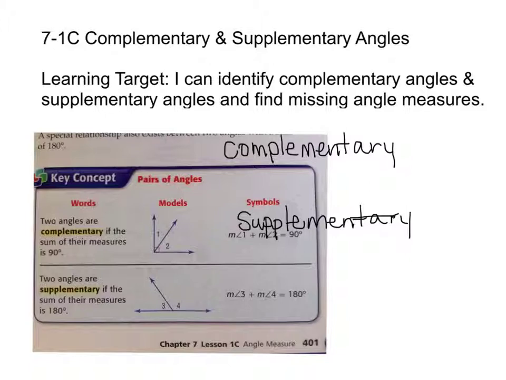Complementary and supplementary angles are pretty easy to do. Your learning target: I can identify complementary angles and supplementary angles and find missing angle measures. First off, complementary angles are two angles whose measures sum to 90 degrees. Supplementary angles are two angles whose sum is 180 degrees.